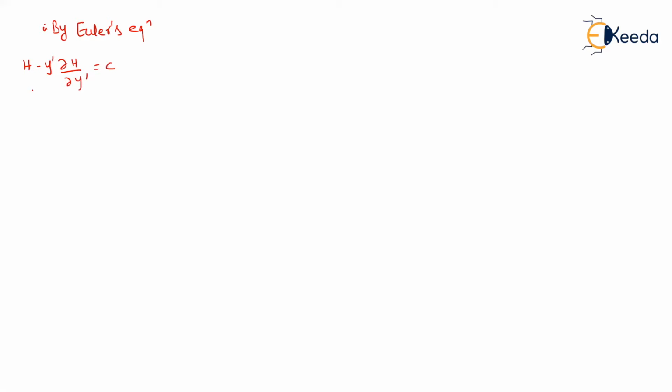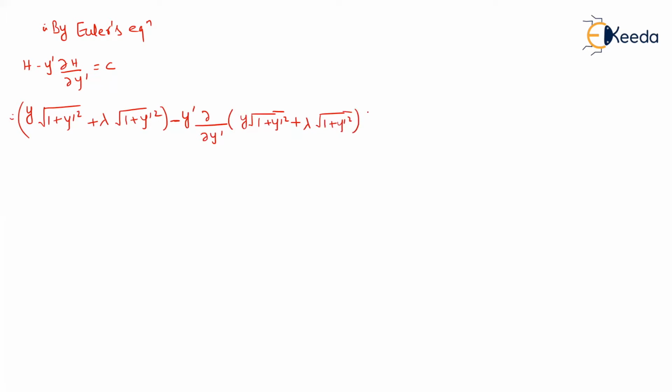Let us put the value of h. H is basically y root of 1 plus y dash square plus lambda times g. G is root of 1 plus y dash square. So this entire thing is your h minus y dash dou upon dou y dash of h. So this h is actually this entire expression. So that is y root of 1 plus y dash square plus lambda times root of 1 plus y dash square, minus y dash dou upon dou y dash of h, equal to c. What next?